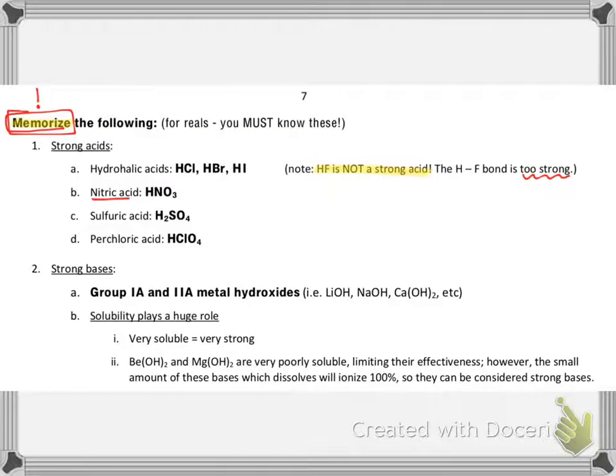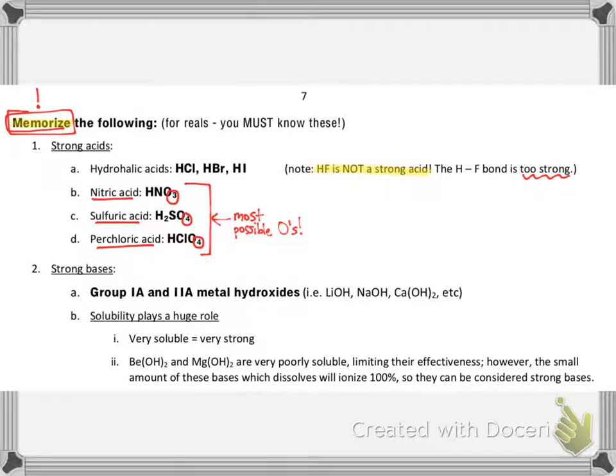Okay, nitric acid also, sulfuric, and perchloric. Notice there's no U's. Sulfurous, nitrous, perchlorous. Actually, there wouldn't be a perchlorous. It would be chlorous or hypochlorous. But none of those are strong. So there's a pattern here. The more oxygens you have, the stronger the acid. We'll talk about why that is momentarily, but it might help you remember which oxyacids are the strong ones.